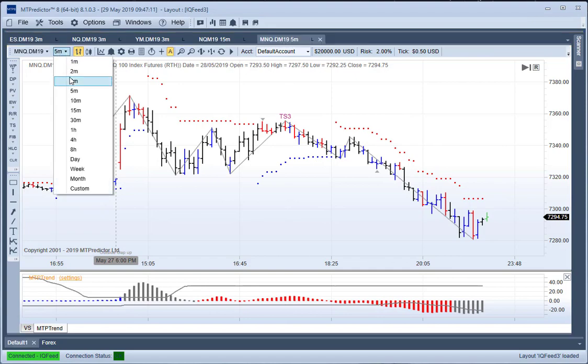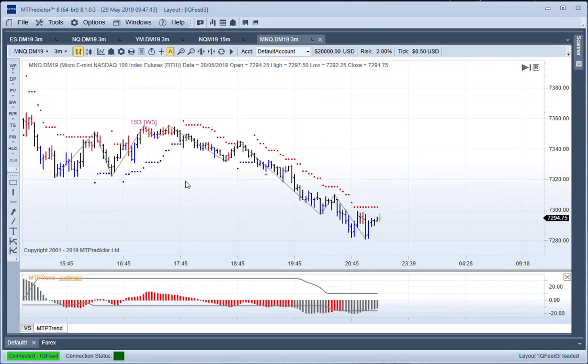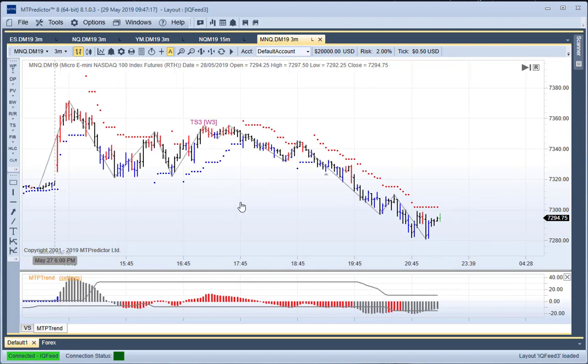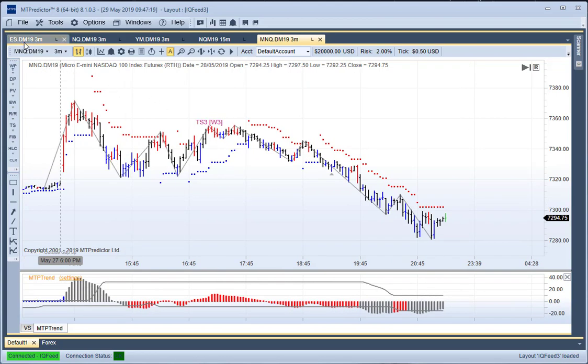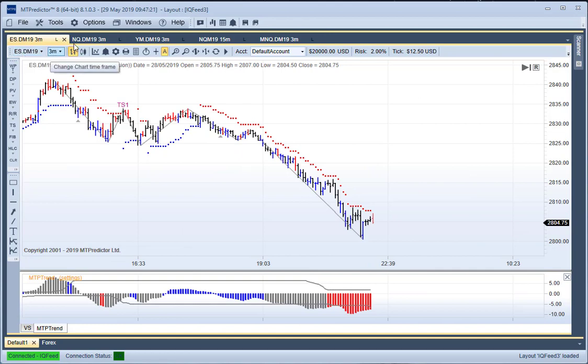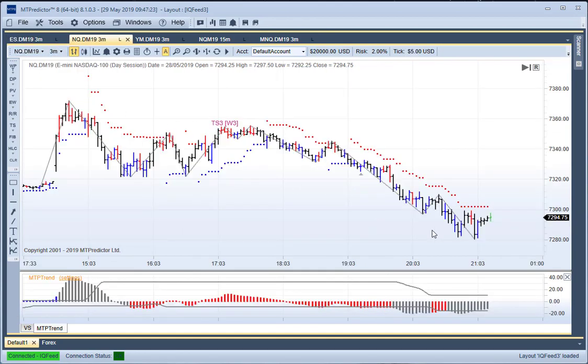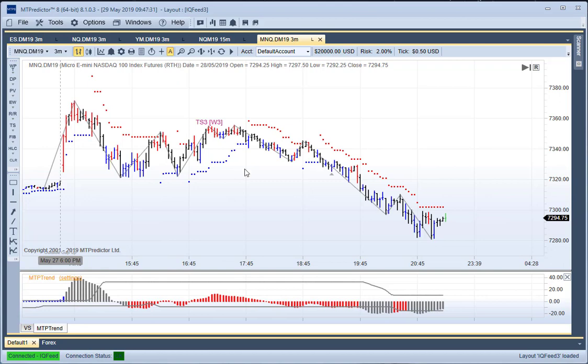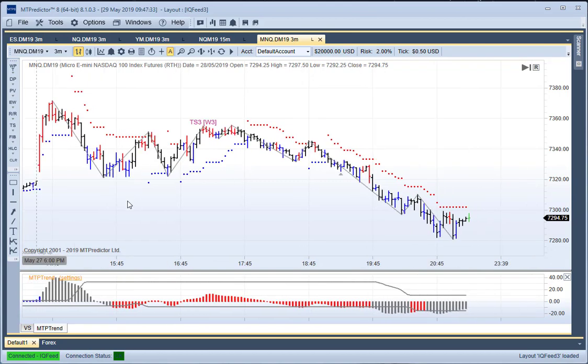I'm just going to go back to the 3-minute chart. So this is the new micro E-mini Nasdaq here, and as you can see, if I go to the normal one, that's the normal one there, the charts look pretty much identical. So the analysis is pretty much the same whether you're using the normal E-minis or the new micro accounts. But I'll just carry on with the micro accounts. The main difference is the position sizing, and we'll show you that later.